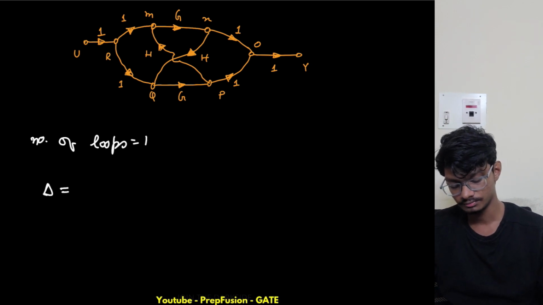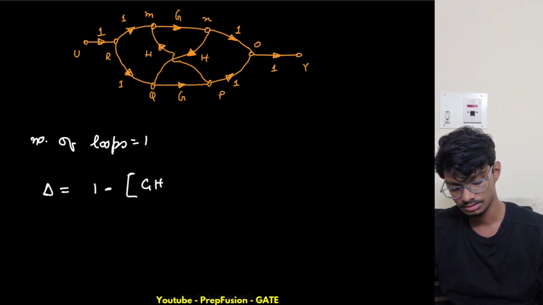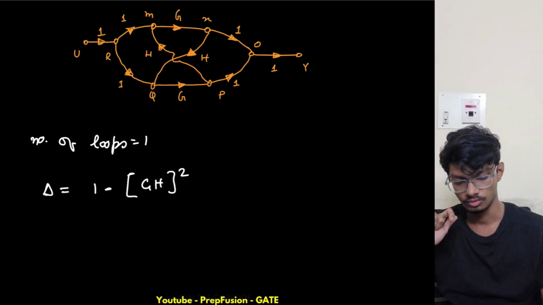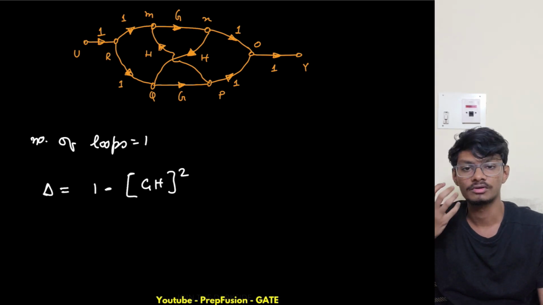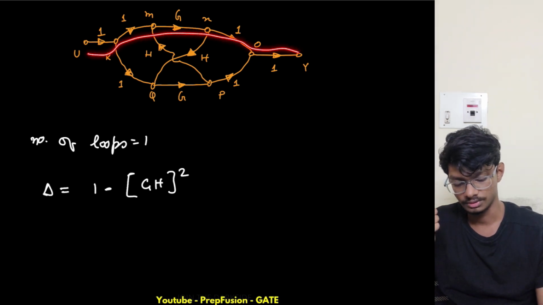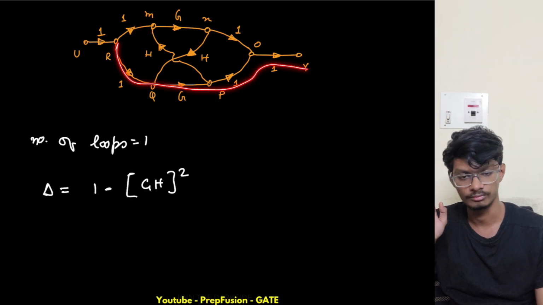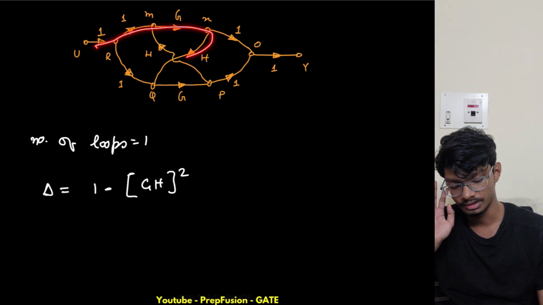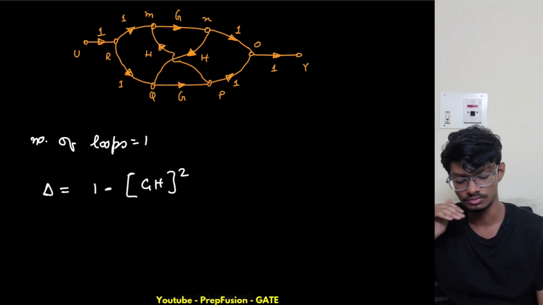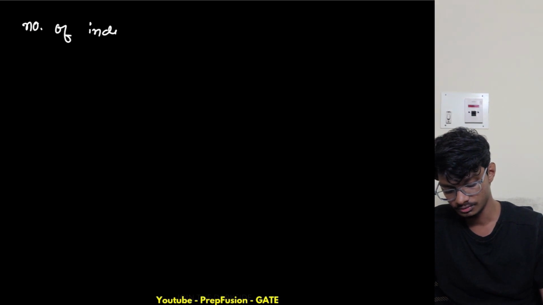So what will be our delta? Delta will be 1 minus the loop gain. What is the loop gain? It is GH whole square. Now let us see how many individual isolated loops there are. If I remove this forward path, only one loop remains and the connection is lost, so that is not possible. Again, if I remove this, not possible. So the number of individual isolated loops is 0.